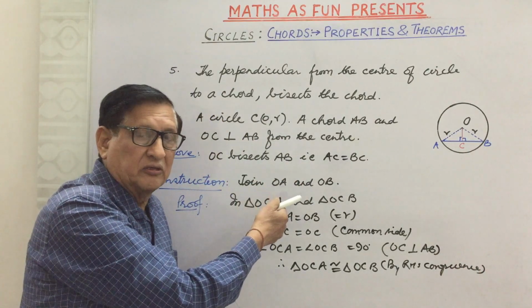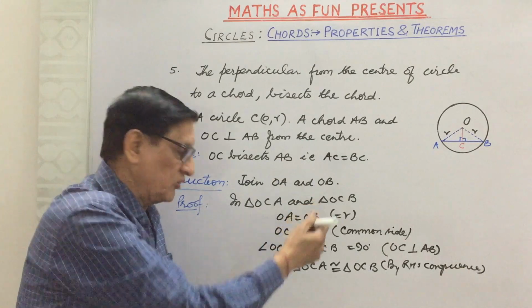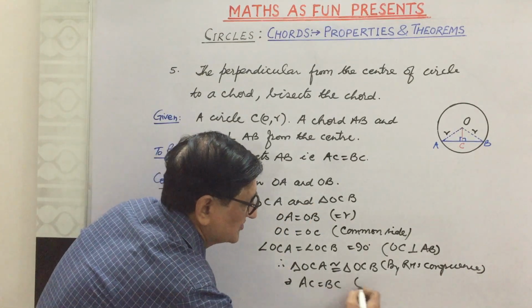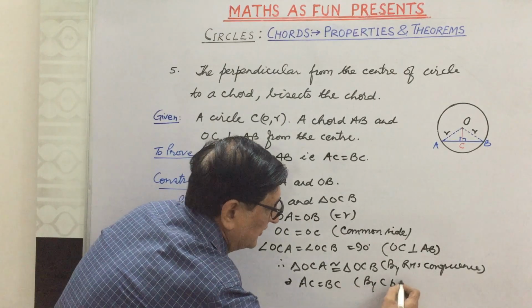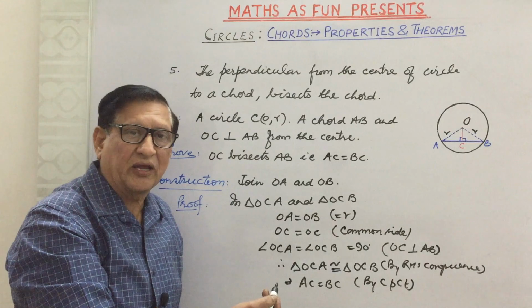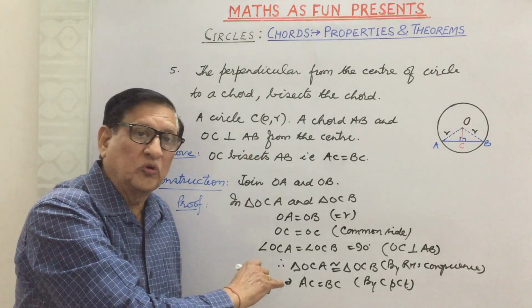And if they are congruent, corresponding parts are to be equal. It means we can say AC is equal to BC by CPCT, that is corresponding parts of congruent triangles. And this is what we have to prove.